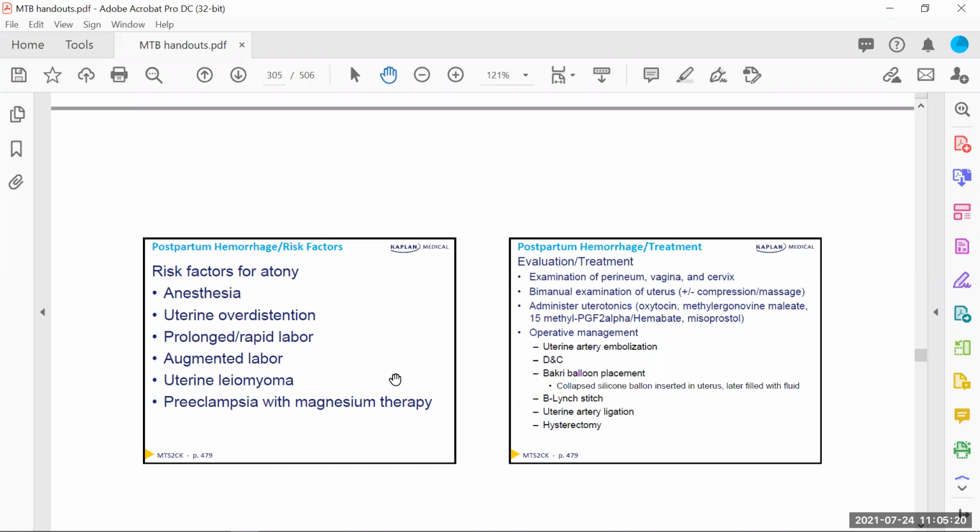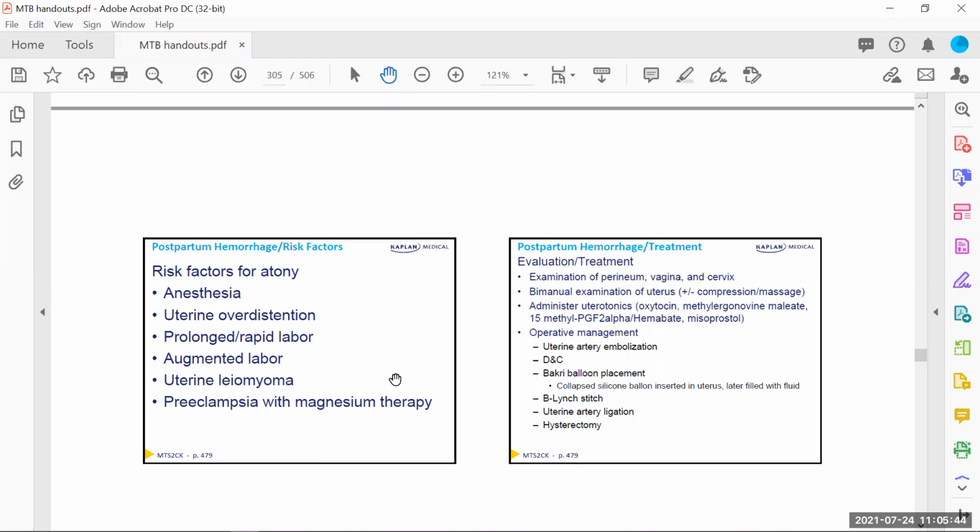Preeclampsia with magnesium therapy. In case the patient has preeclampsia, we usually give magnesium support to the patient, and that magnesium can actually cause uterine atony. So we can think about this one. Of course, preeclampsia is a special condition, but for other conditions, for example anesthesia, we usually give anesthesia to the patient.